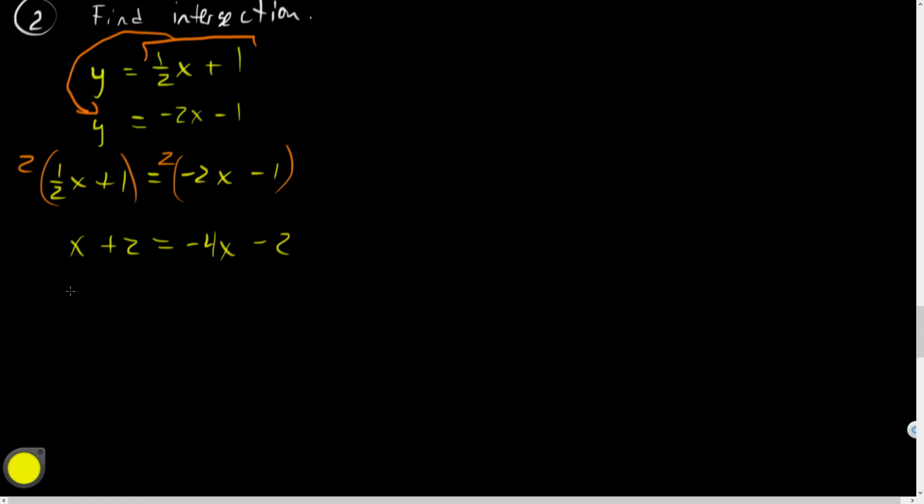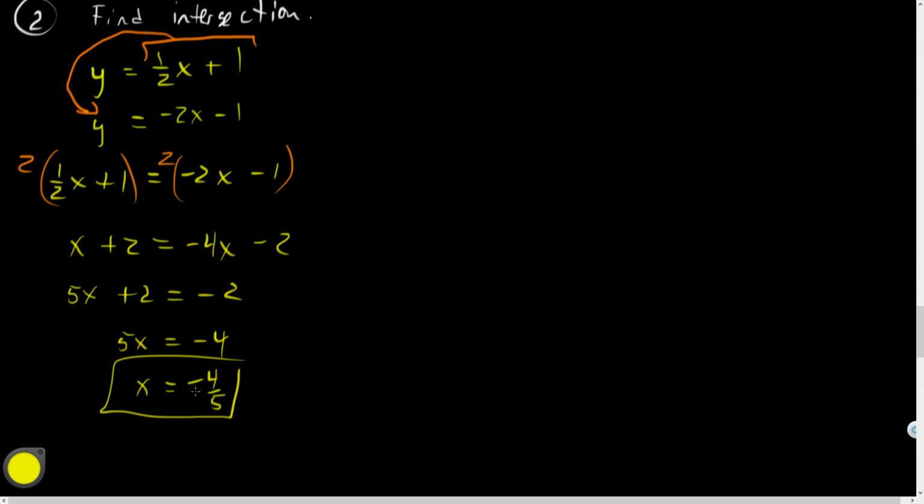Let's add 4x to both sides. 5x plus 2. Subtract 2 from both sides. I'd get 5x equals negative 4. Oh, fraction, and that's going to be rough. Divide both sides by 5. I get negative 4/5. This problem's going to be a beast, but we've got calculators. So I found x, which is one of the coordinates of the intersection.